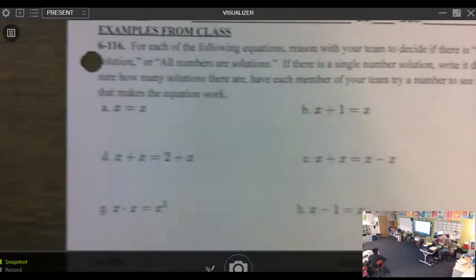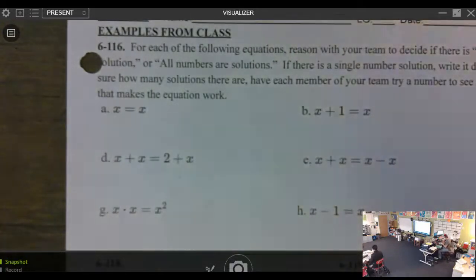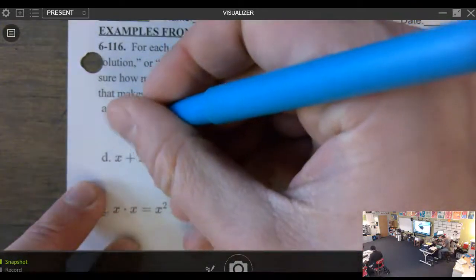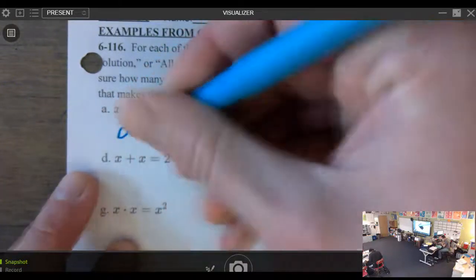You guys know how to make the infinity symbol? That's a sideways 8.